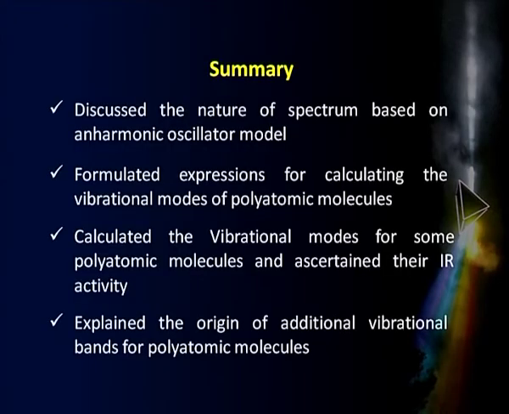And then thereafter, we explained the origin of additional bands in polyatomic spectra. Because we found that though our anharmonic oscillator allows a large number of transitions, they are not observed because the transition probabilities are very poor or the population is very low. So in such cases, we expect a smaller number of signals, but what we actually observe is much larger than that. That happens because of additional bands, like combination bands, difference bands, or Fermi resonance, etc. So we did explain how they come into the picture.